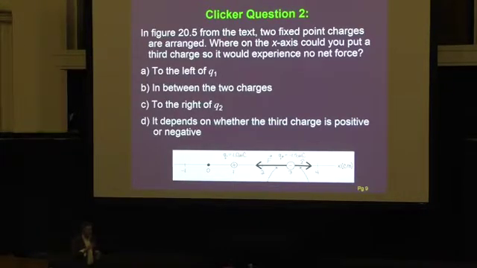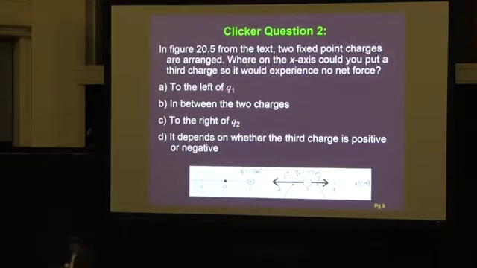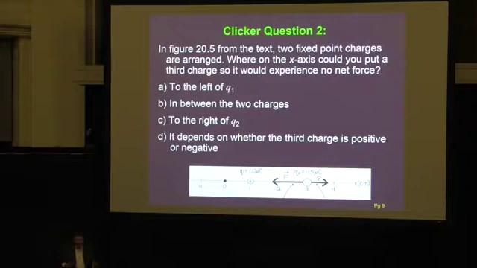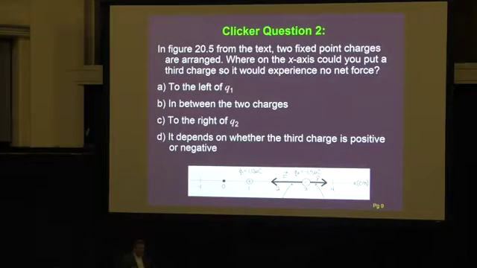So make sure, again, you can talk to your neighbors and see what you think about this one here. Where could you put a charge where it would cancel out and be zero? So that's great. And again, just to reiterate, whether you're right or not on these clicker questions makes no difference, right? It's just that you answer. Okay, and so the answer is to the left of Q1, all right?